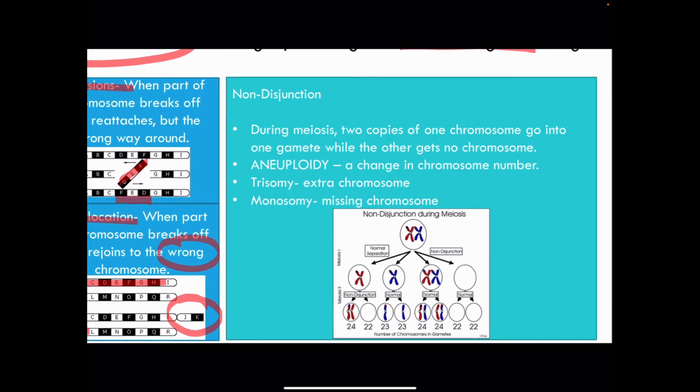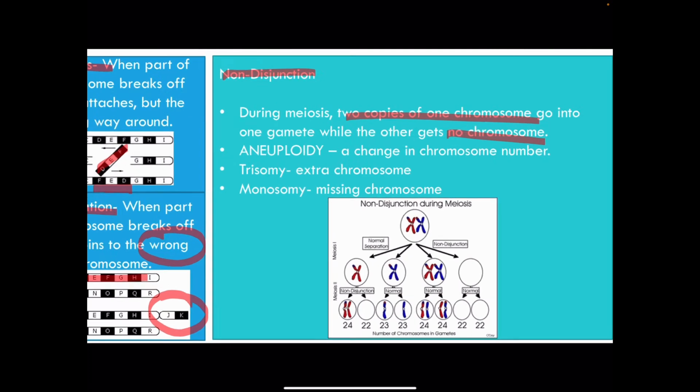Now, with non-disjunction, we're dealing with meiosis. Now, remember that during meiosis, we've got our homologous chromosomal pairs that separate, one being pulled to one cell, one being pulled to the other cell. During meiosis, 2 copies of one chromosome go into one gamete, while the other gets no chromosomes, okay? And so the resultant cells are going to have incorrect chromosome numbers.